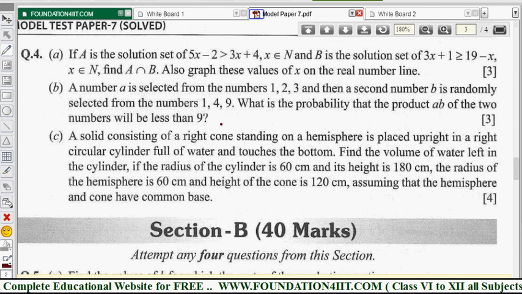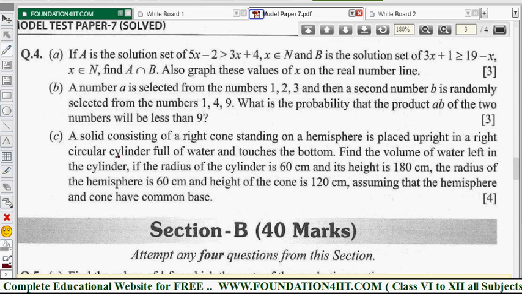And see the next question. This is from mensuration. A solid consisting of a right cone standing on a hemisphere is placed upright in a right circular cylinder full of water and touches the bottom. Find the volume of water left in the cylinder if the radius of the cylinder is given and height is 180. The radius of the hemisphere is 60, height of the cone is 120, assuming that the hemisphere and cone have the same common base.